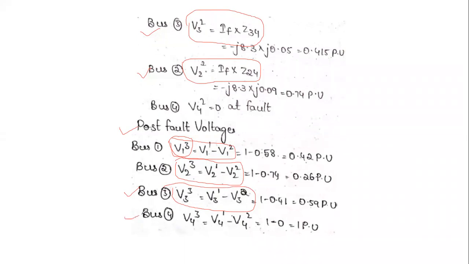Similarly, we calculate the bus 4 voltage, that is the voltage at bus 4 during the post-fault condition. V4 power 3 equals V4 power 1 minus V4 power 2. This is also the voltage at bus 4.